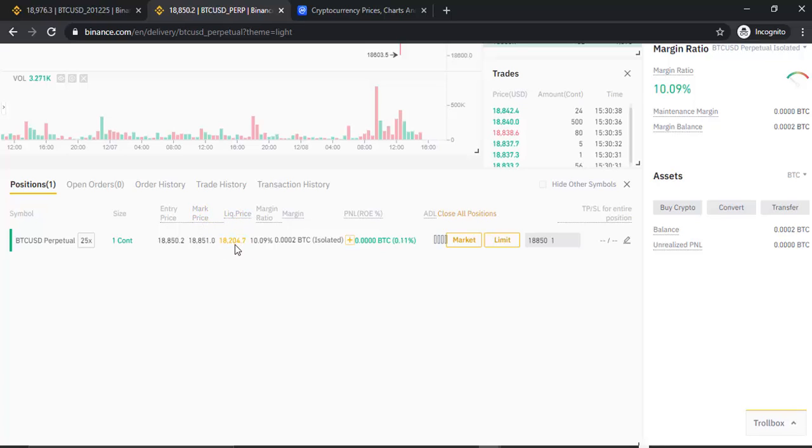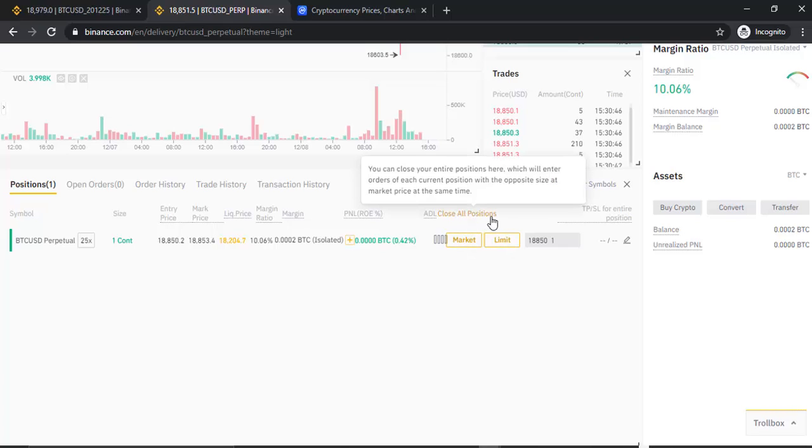This is our liquidation price, and then this is the margin ratio, and this is our margin, which is actually the amount we entered with. I selected, as you can see. Then this is the profit and loss. If it is on red, it means it's a loss, but if it's on green, this is profit. That is 0.31% currently. If you want to close the position, you can actually close the position here.